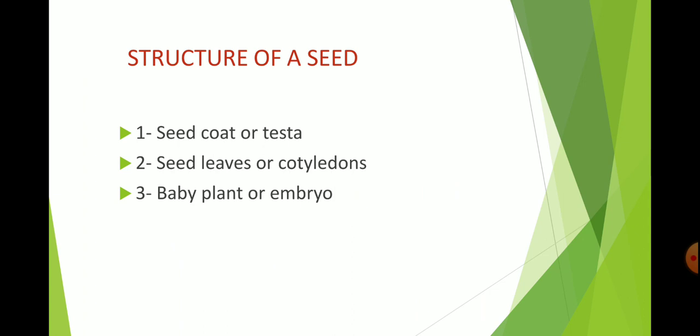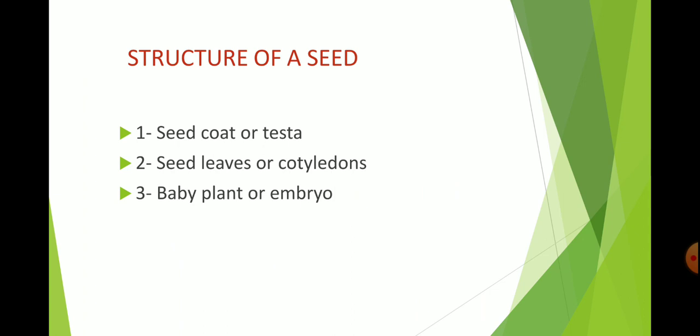The next part of a seed is seed leaves. Seed leaves are also known as cotyledons. The cotyledons, or seed leaves, store food for the baby plant and they also protect the baby plant. It is the main function of the seed leaves.